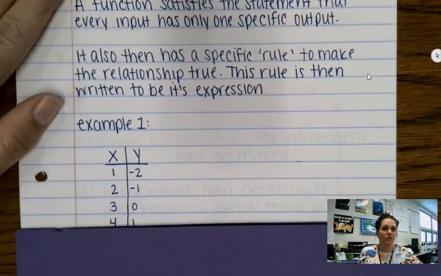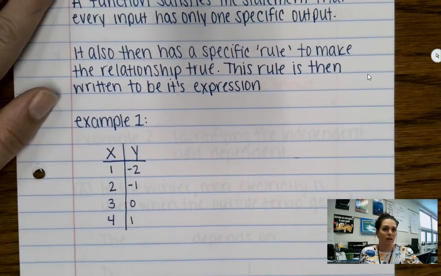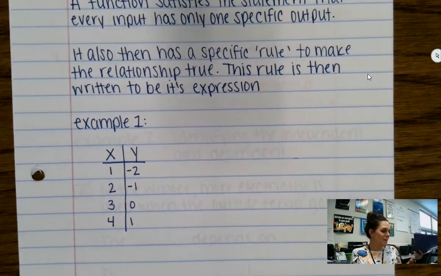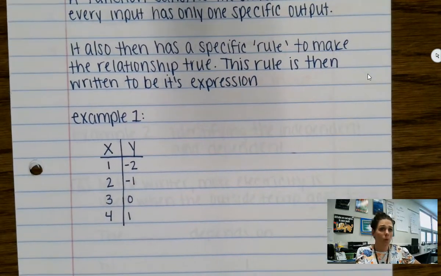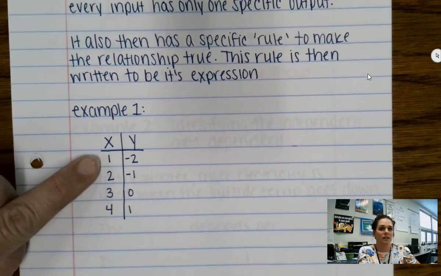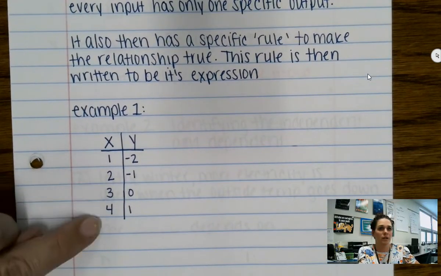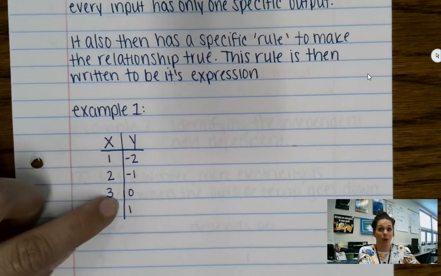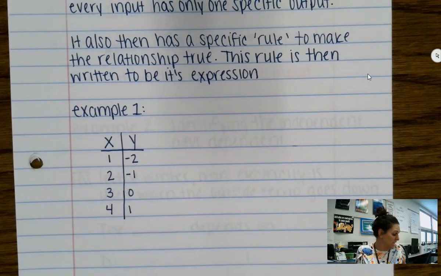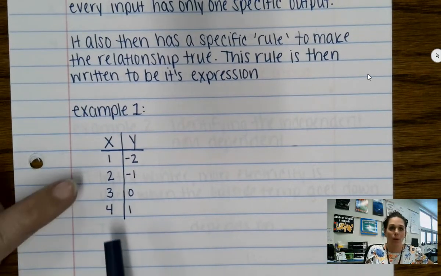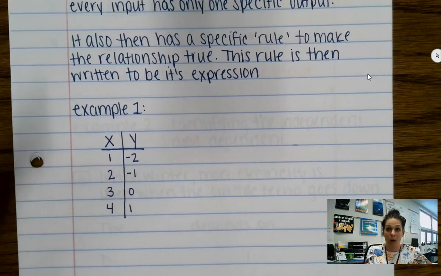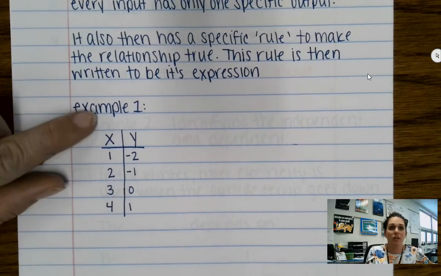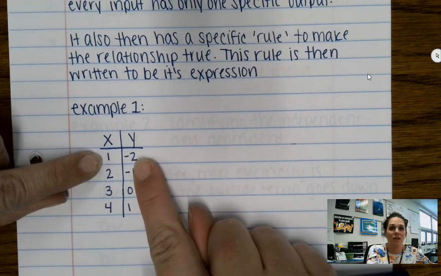All right, so in this first example, I have a table. Ooh, look at that table. All right, we have the input, the x of 1, 2, 3, and 4. And we have the output of -2, -1, 0, and 1. So the question is, what is happening to the input to create the output? Okay, so I put in the number 1 and I get the -2.